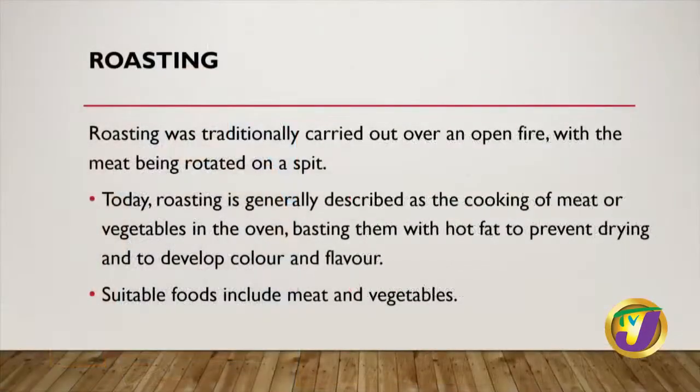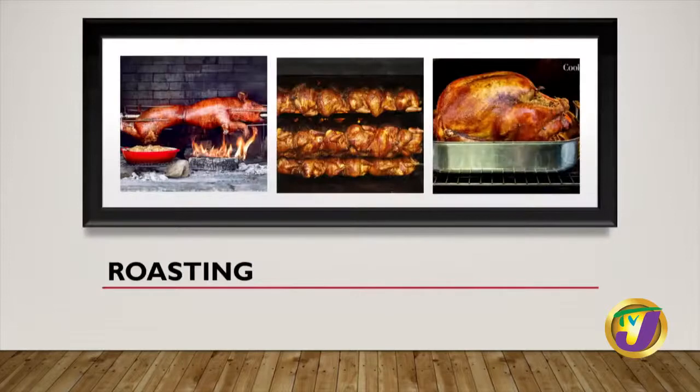And this is the method of cooking that I mentioned earlier, that I'm going to give you a little distinction. Now, roasting was traditionally carried out over an open fire, with the meat being rotated on a spit. And I'm going to show you a diagram of what that is. So today, roasting is generally done in the oven, or some places still do it on a spit, but it's more commercial. So you'd go to supermarkets and you'll see this. Suitable foods include meats and vegetables.